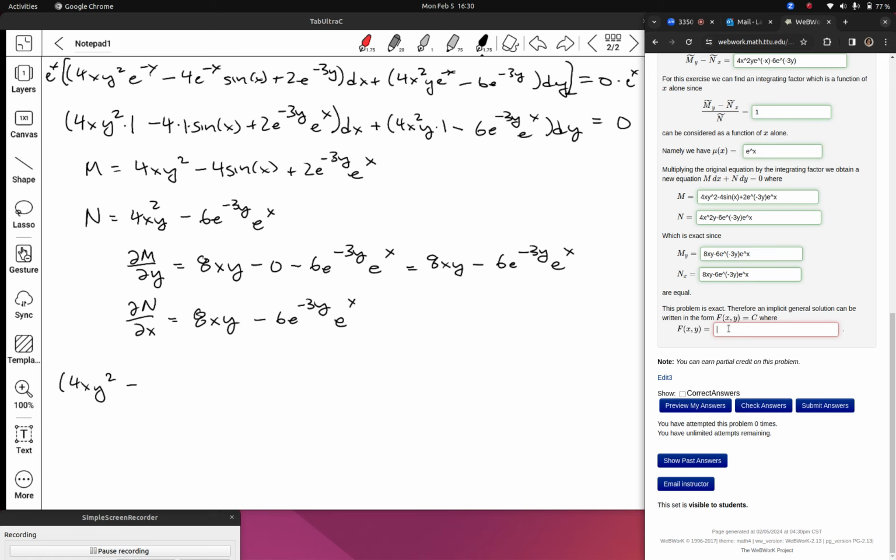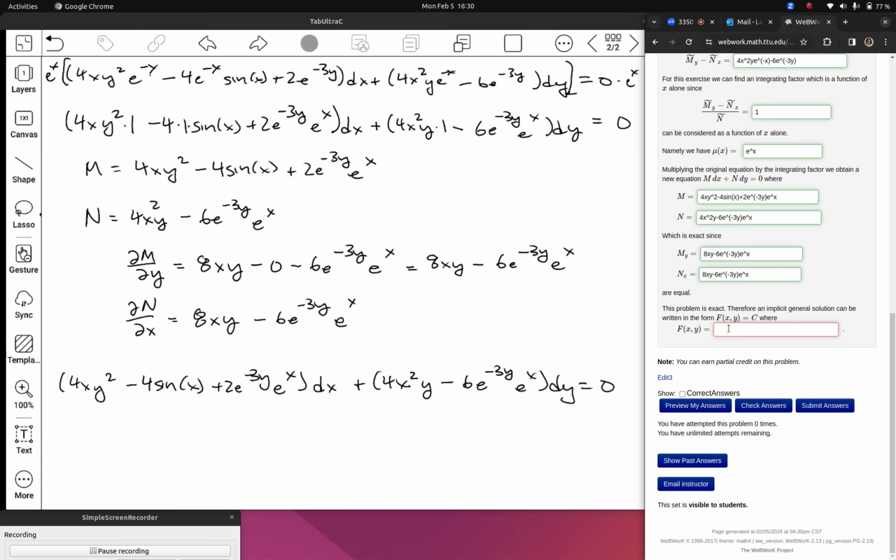4xy squared minus 4 sine of x plus 2e to minus 3y e to x dx plus 4x squared y minus 6e to minus 3y e to x dy equals 0. And I'm going to grab the M and N as well. And then I'm going to move this all to the next page so that we can see everything all together.